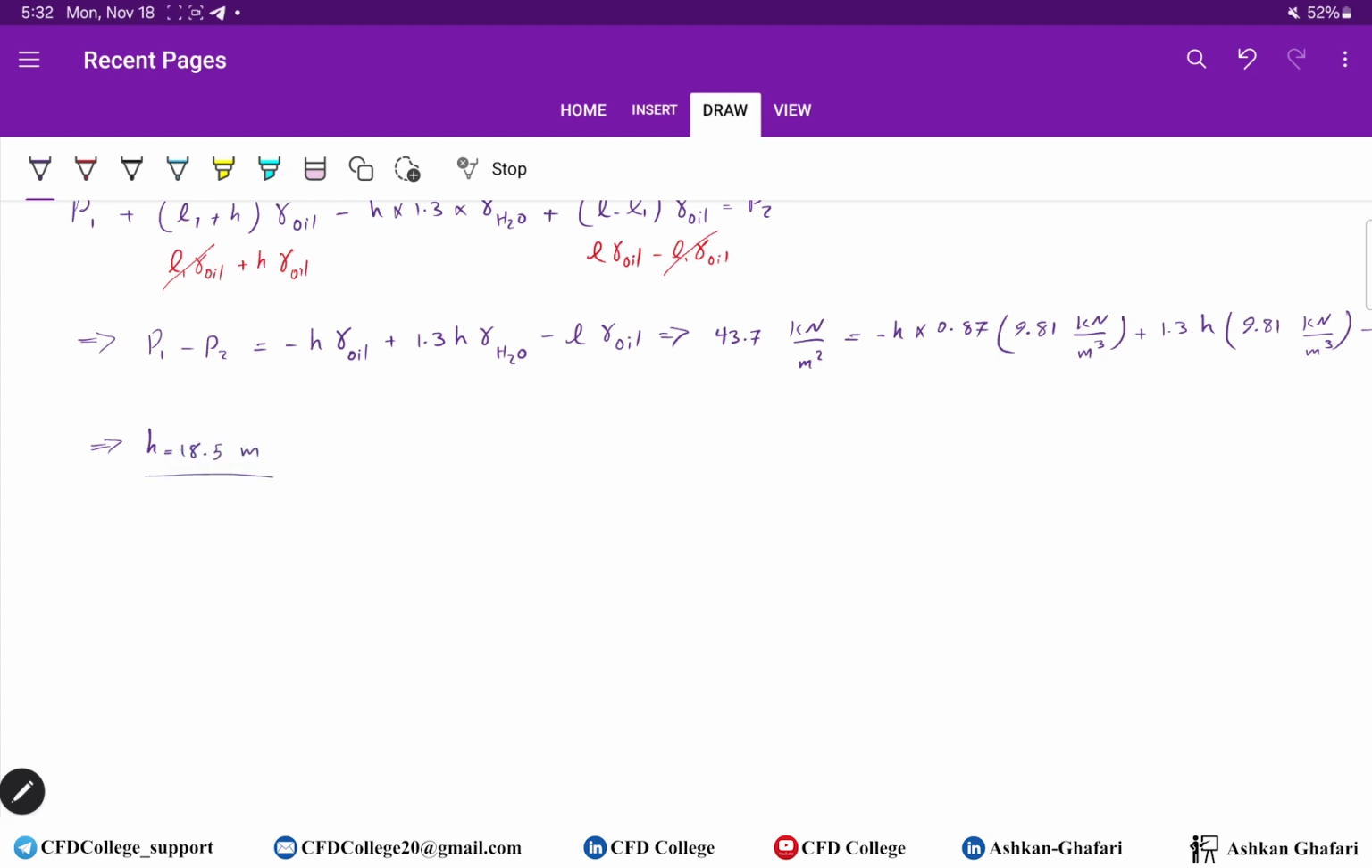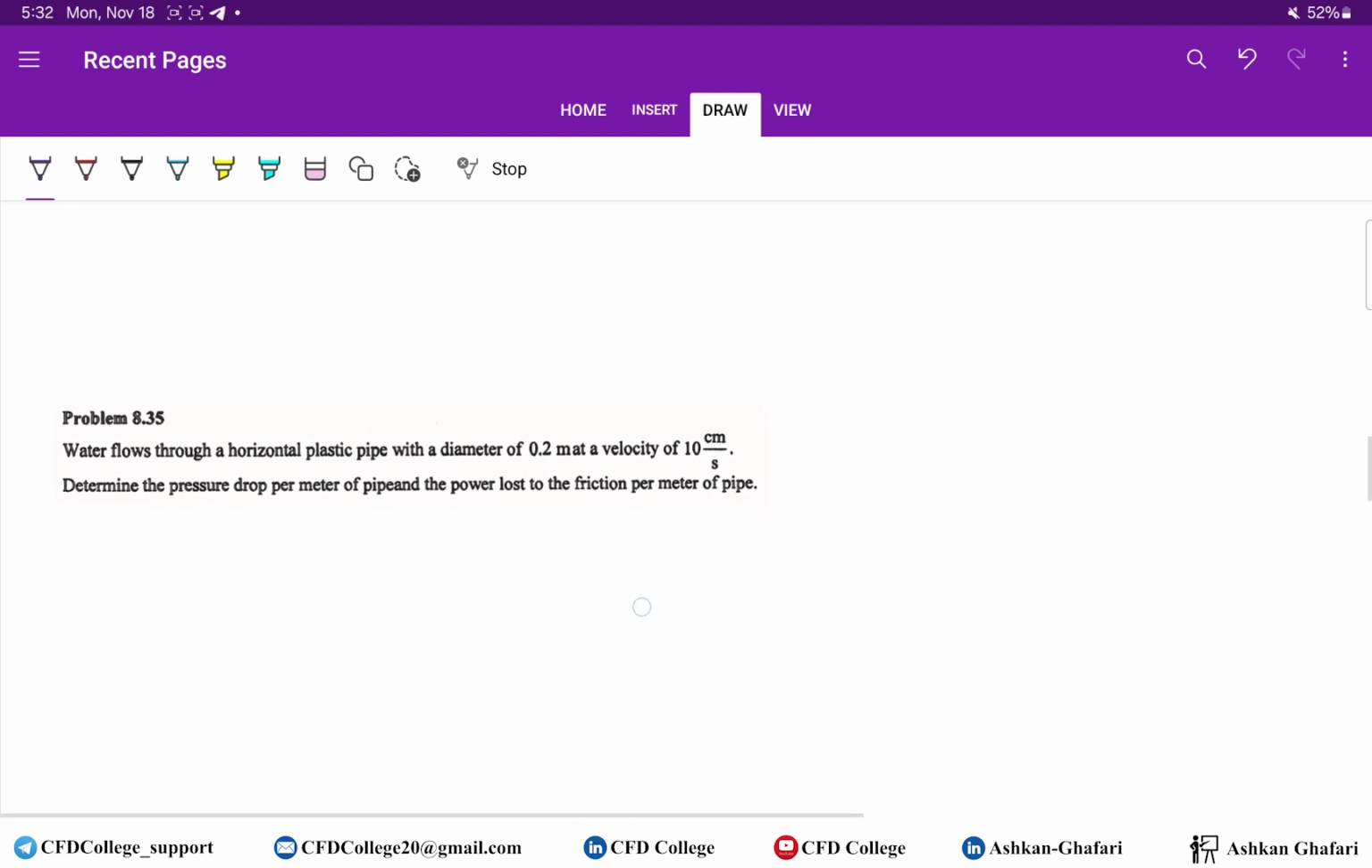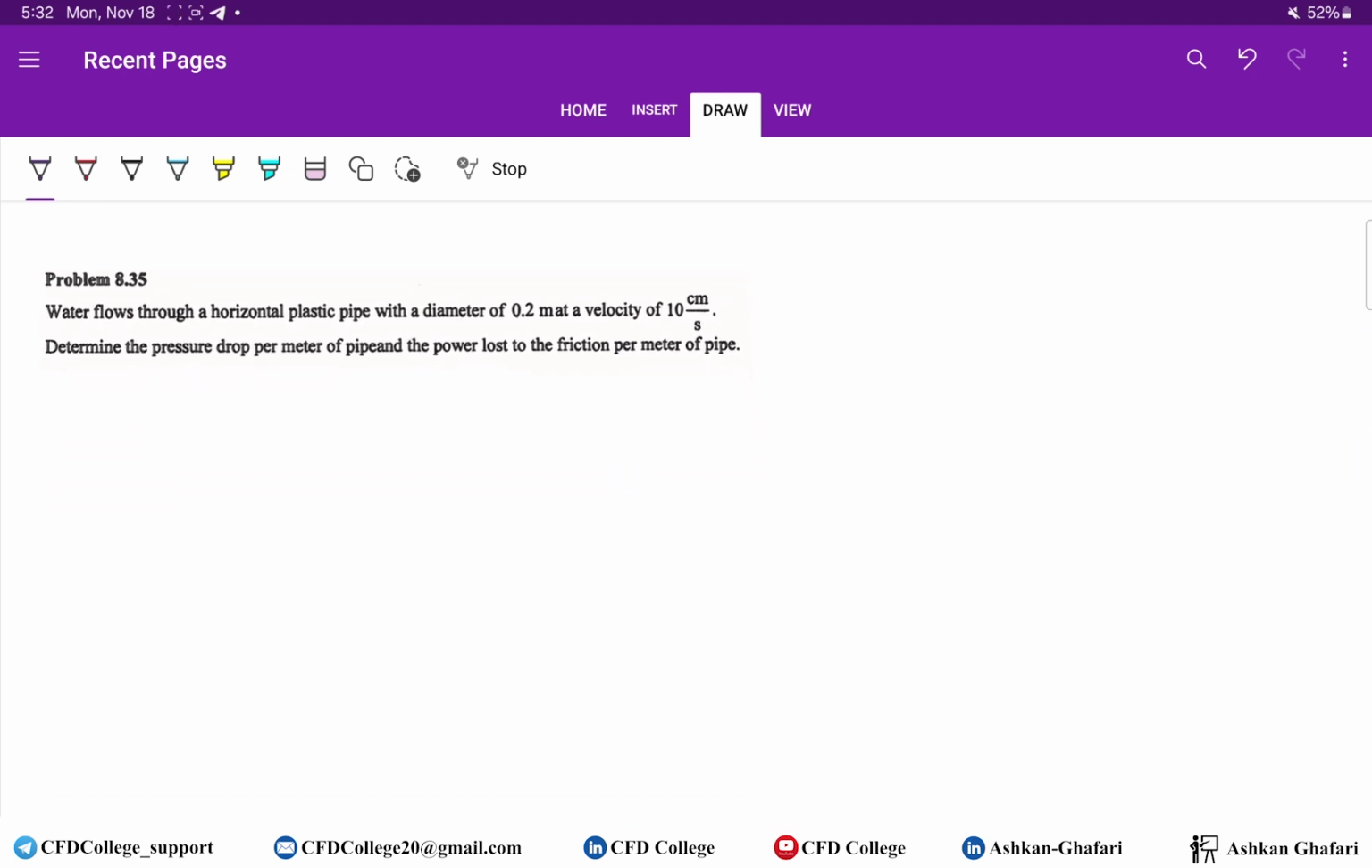So it's not difficult, but you have to think about Reynolds number, flow regime, whether it's turbulent or laminar, and then you should find the friction coefficient, and after that you have head loss and you can use the energy equation.